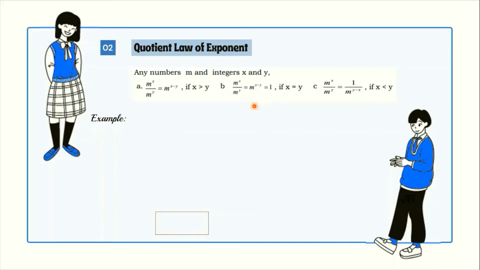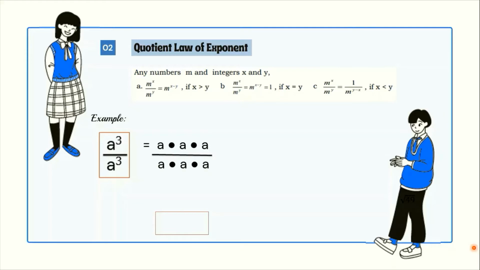Dito naman tayo sa scenario B. Same standard form din ito. M raised to the power of x minus y. However, magiging equal to 1 dapat ang sagot. Lahat dapat ay magiging equal to 1 ang sagot if x is equal to y. Okay, tayo na example. Say for example, a cubed divided by a cubed. Meaning, yung ating exponents ng both numerator and denominator ay equal or pareho. Ito ang expanded form nilang dalawa. Pareho lang naman. A, the base is multiplied by itself ng 3 beses.